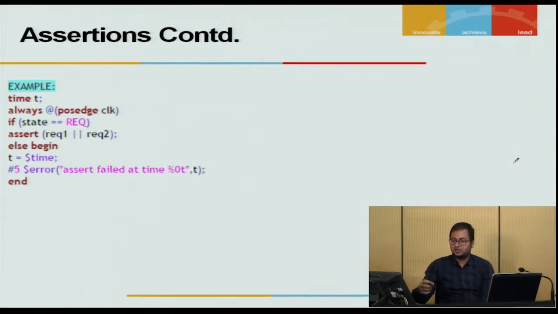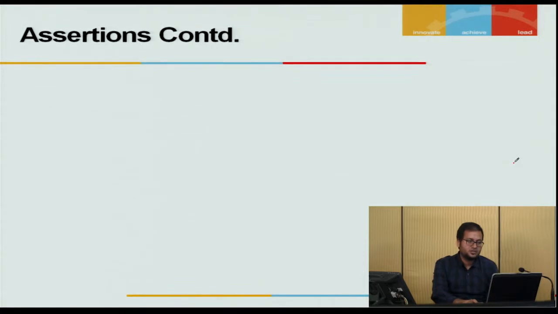So if in a particular state machine there is a case where the state machine has to be at rec, and at that rec one of the two signals has to be 1, and that is not correct, then this assertion will be fired. So it's basically a checker. It's basically a check to see whether your protocol or your design is behaving correctly or not.